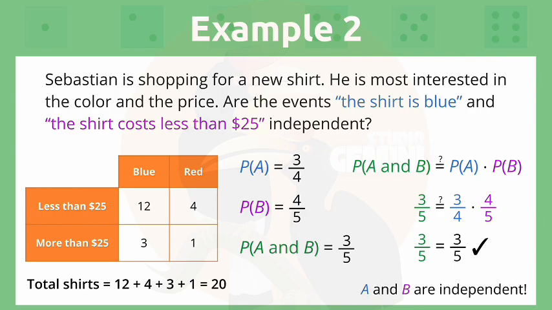So what does it mean that these events are independent? Well, it tells us that the color of the shirt has no bearing on the price, and vice versa. So blue shirts aren't any cheaper or more expensive than other color shirts. Let's do one more example.